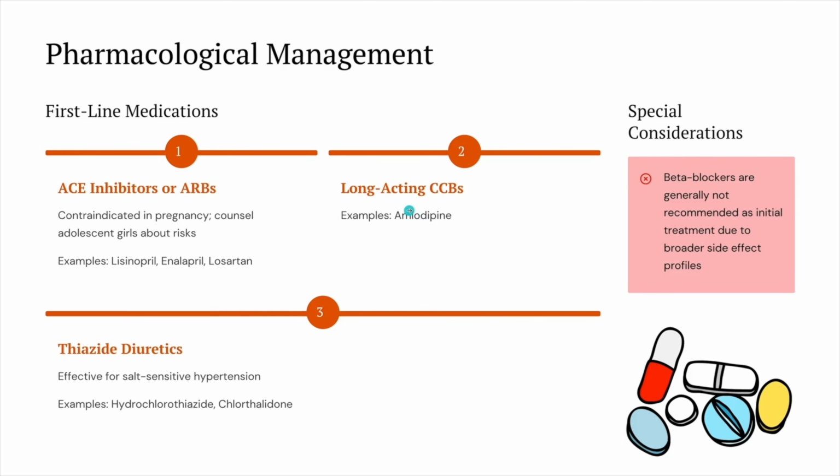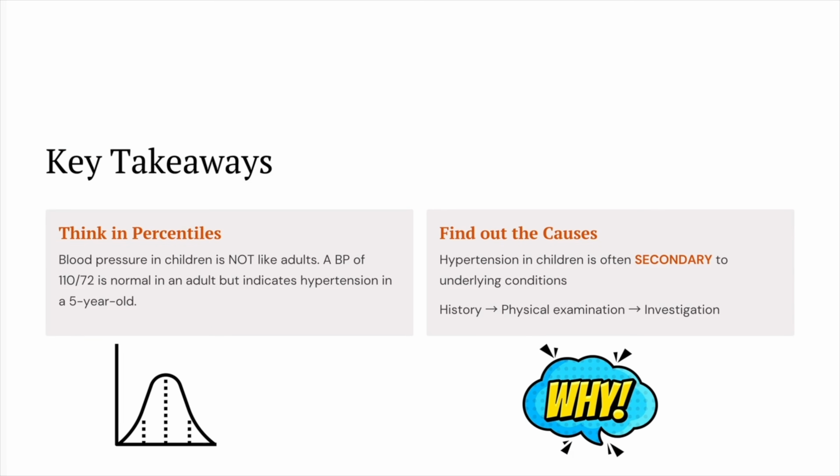So secondly, for C, long-acting calcium channel blocker. Good example would be amlodipine. It relatively has less side effects. D, diuretics. So usually we recommend to use thiazide diuretics. For example, hydrochlorothiazide. So do remember 2 key takeaways I need to repeat again. First, think in percentiles. It's not like adults, for those lower than 13 years old, the definition of hypertension depends on the percentile. Secondly, do find out the causes. Usually, it's often secondary to underlying conditions.